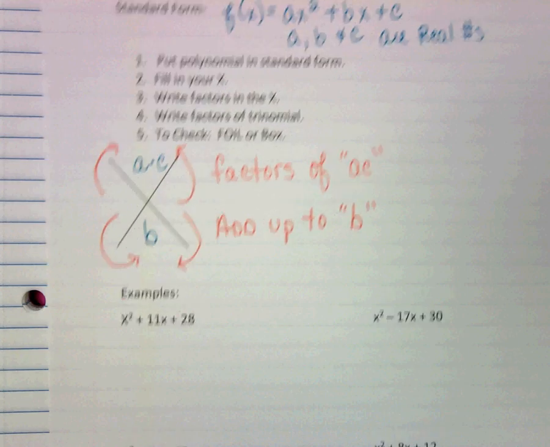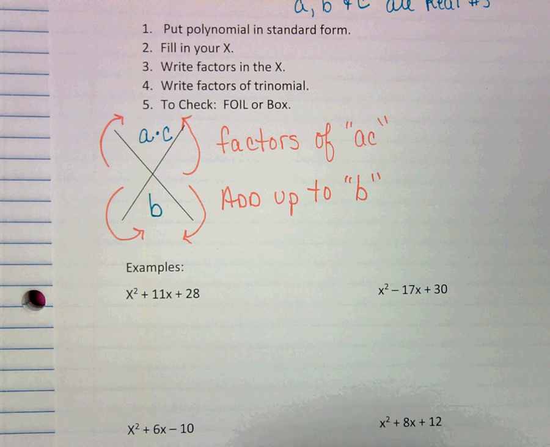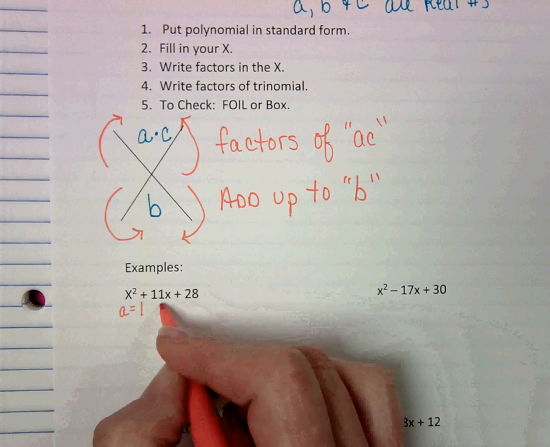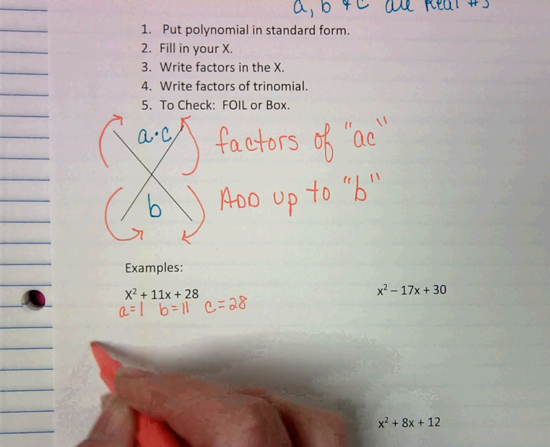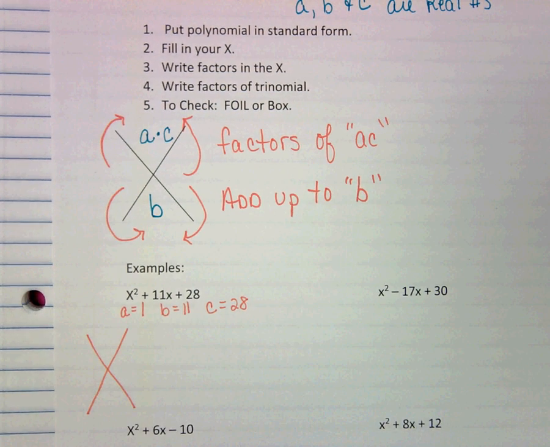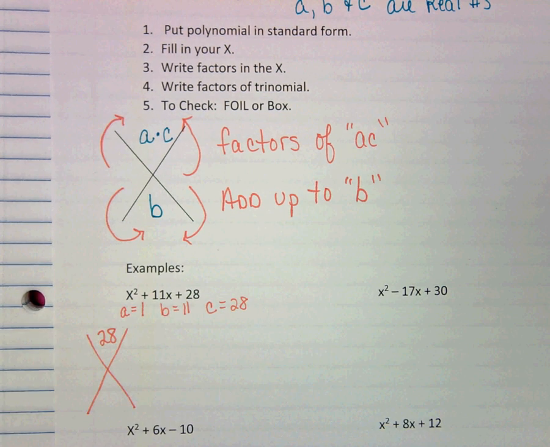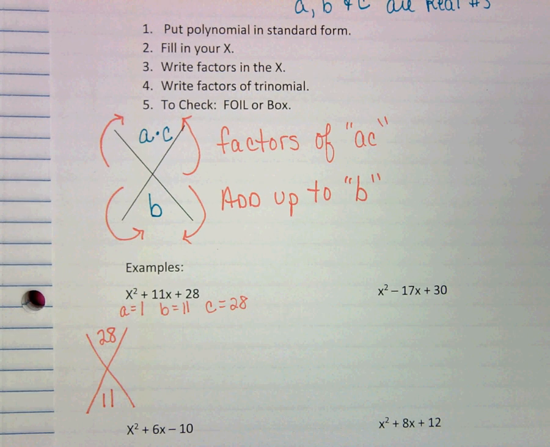So let's look at the first example. I've got x squared plus 11x plus 28. Let's go ahead and identify our a, b, and c. A is 1, b is 11, c is 28. I told you in the top of my x, I'm going to put the a times c value. So 1 times 28 would be 28. In the bottom, we're going to put our b value, which is 11. So I have to think of factors of 28 that add up to 11. And I hope that's really easy for you to think of.